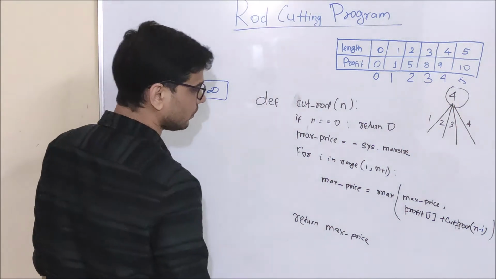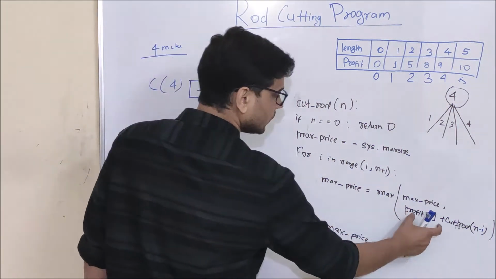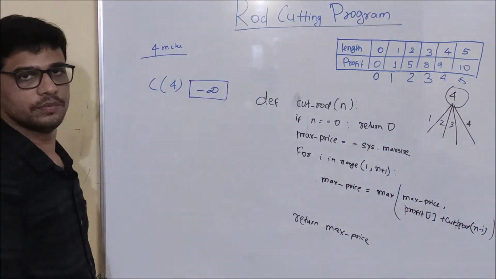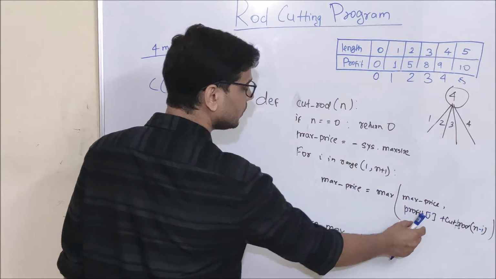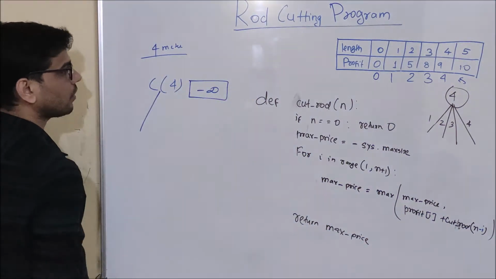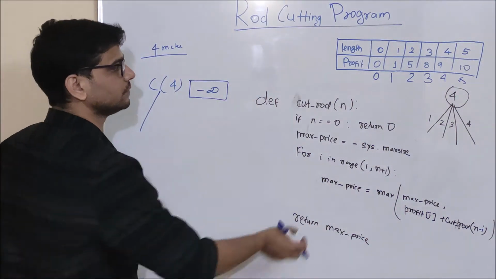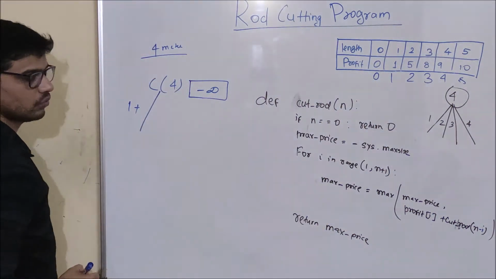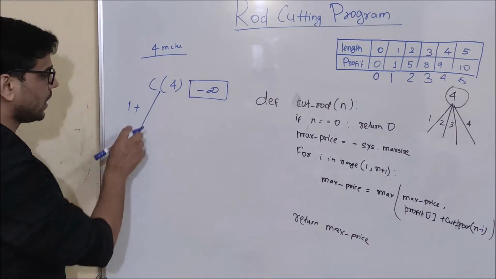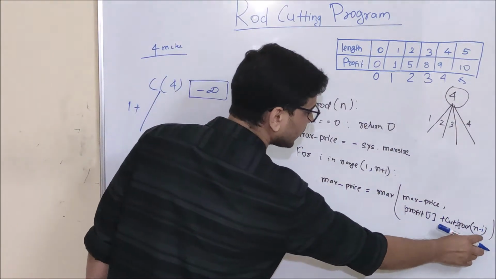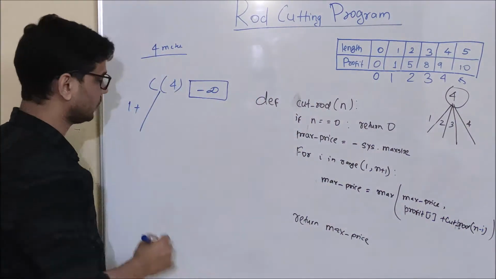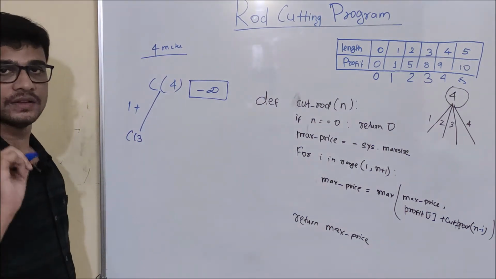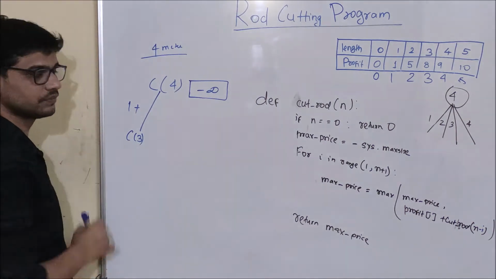When i is equal to 1, first of all, profit of i plus cutRod of n minus i will be called. And what is profit of i here? Profit of i is equal to 1. So here you can see for 1, profit is equal to 1. Okay. And 1 plus cutRod of n minus i, and n is 4. So what I am going to do? n minus i is 4 minus 1, cutRod of 3. Okay.